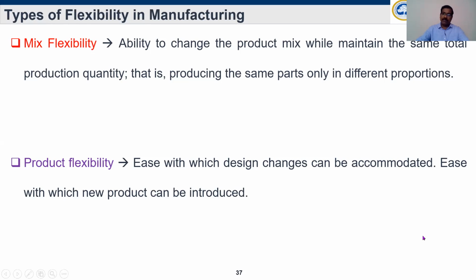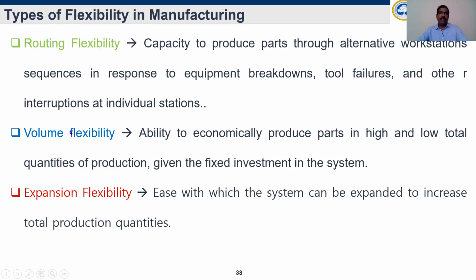Okay. Then product flexibility. From the word itself, we can understand it is the ease with which design changes can be accommodated. A part has different styles, so different design changes will be there. If a manufacturing system can make different combinations of parts, possibly in different designs, then it has flexibility in the sense that the system should adapt to that. Then routing flexibility, volume flexibility, and expansion flexibility.